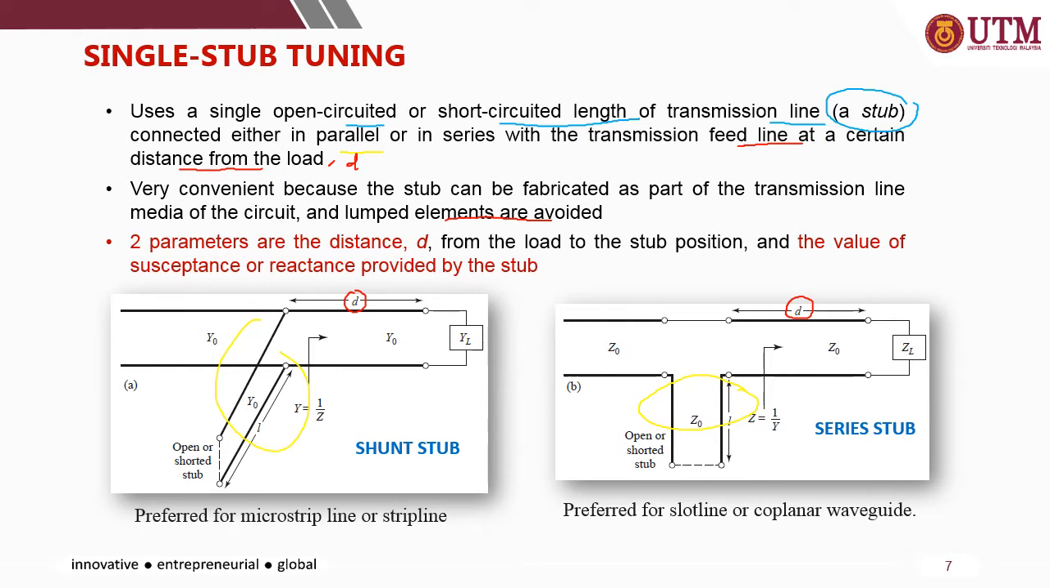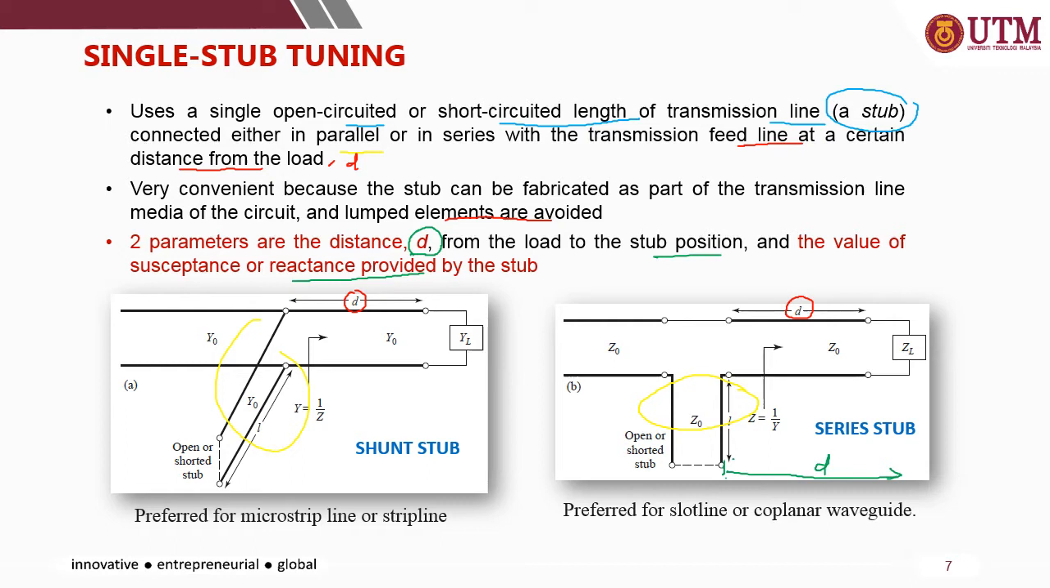The first is D, the distance from the load to the stub position. Okay, this is the stub position. So the distance D from the load, and also the value of susceptance or reactance provided by the stub.